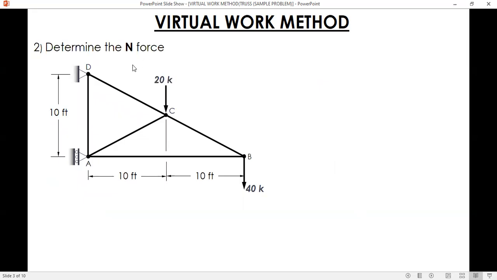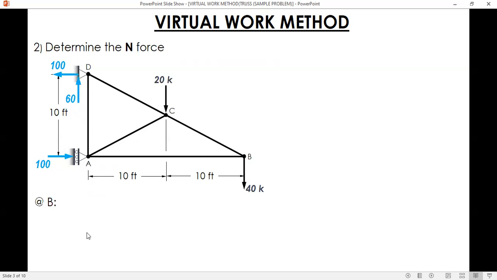Next one is to determine the bar force of members due to real loads. Sa formula sa virtual work, it is denoted by capital N. Okay. So, due to real loads. Okay. So we have the reactions 100, 100, and upward of 60. So you solve for the forces of members using method of joints. So you start at the joint having two unknown forces. You can start at joint D or joint B. Okay, let us start at joint B.